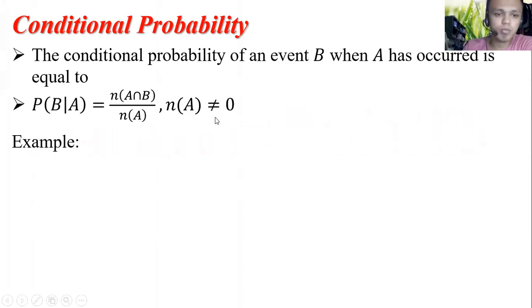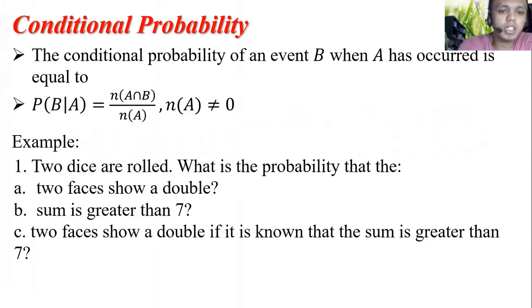Example here. Two dice are rolled. What is the probability that, letter A, the two faces show a double? Letter B, the sum is greater than 7? Then letter C, the two faces show a double if it is known that the sum is greater than 7? So what this conditional statement says is that event B has already occurred, and at the same time event A occurred within event B. So there is an intersection.